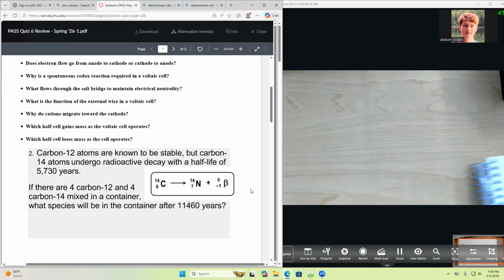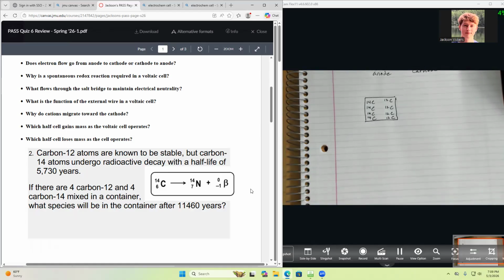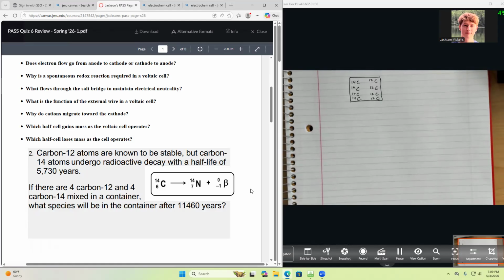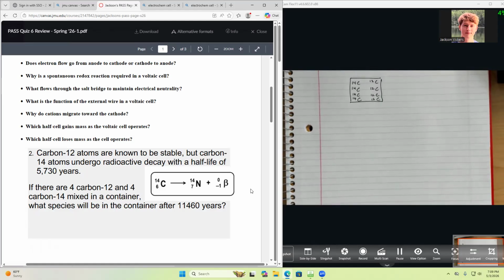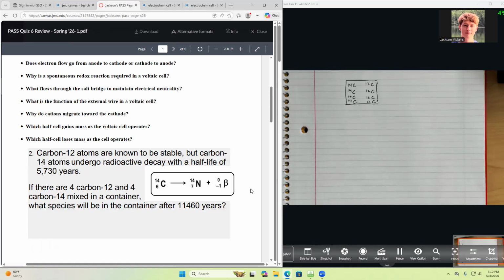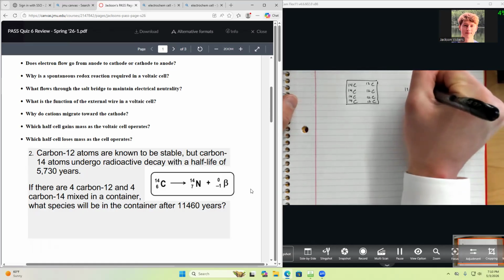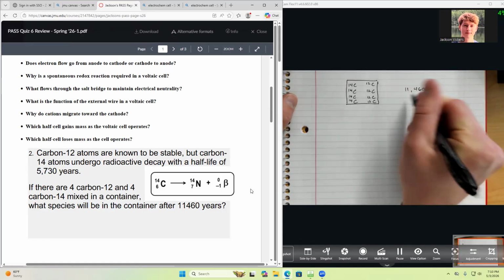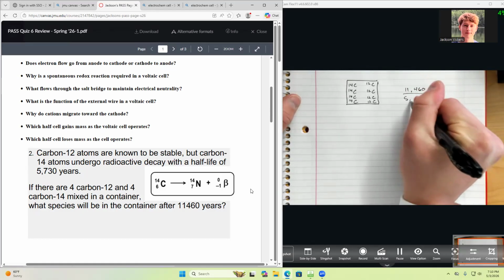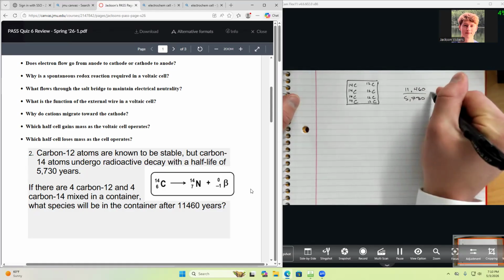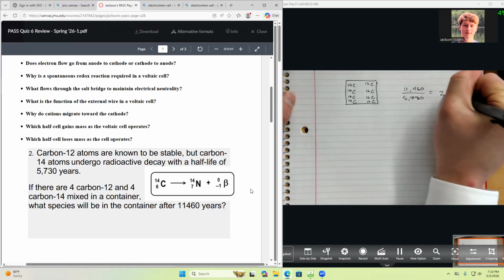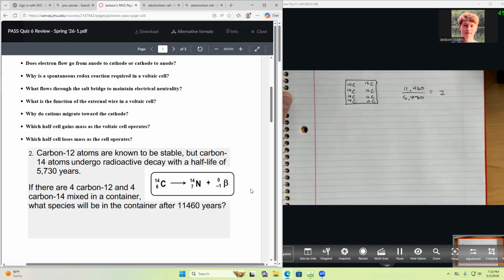I'll start working on it up here. If you're still working on it, feel free to take your time. But the first way I would go about this problem is we're being asked to find something after 11,460 years. And we're told the half-life is 5,730. So I want to see how many half-lives take place across that time span. So easiest way to do that would be 11,460 divided by that half-life of 5,730. And that is going to equal 2. So that means we go through 2 half-lives across this time span.